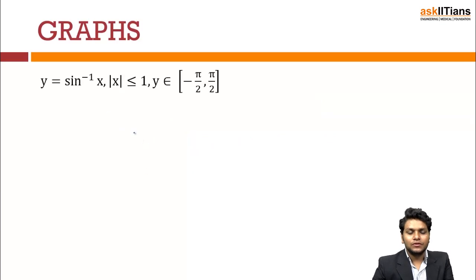So let's see. The first thing is y = sine inverse x, and the domain for this function is mod of x less than or equal to 1. Why I have this, and the value of range that the function is going to give is minus pi by 2 to pi by 2.